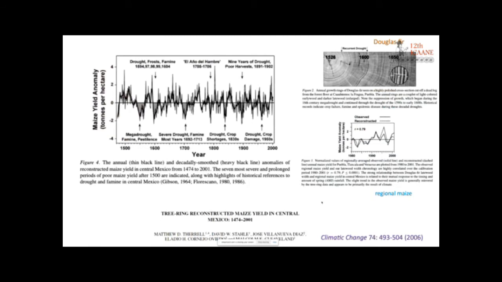So the detailed analysis of likely maize productivity, for example, in central Mexico, determined by correlations with tree ring latewood width in Douglas fir, gives a good example where periods or clusters of several very poor production years correlate with known historic famines and social crises. It's not the specific year, it's a specific cluster.